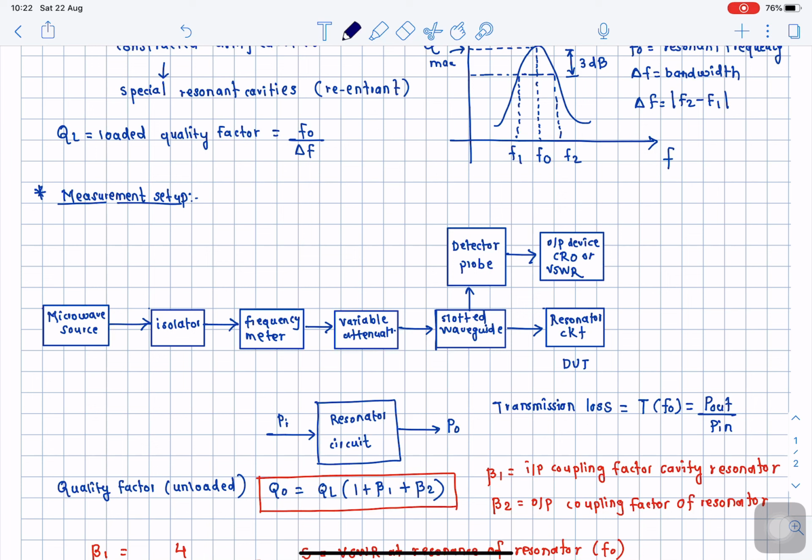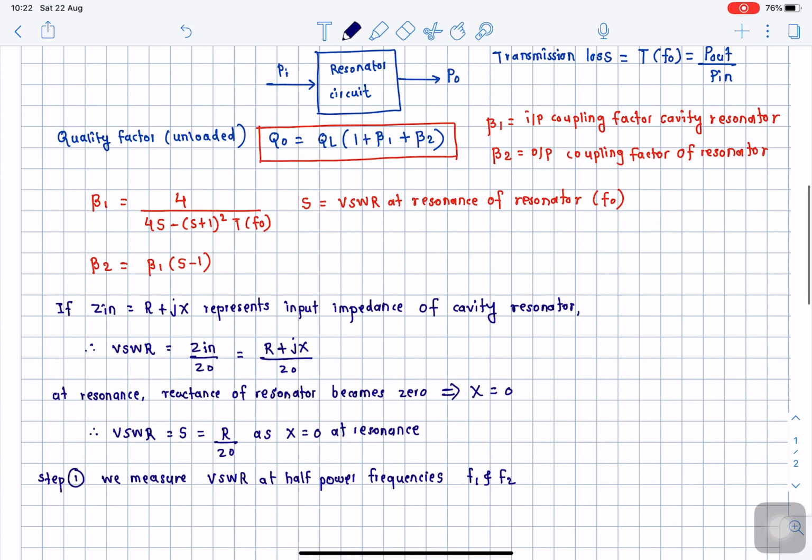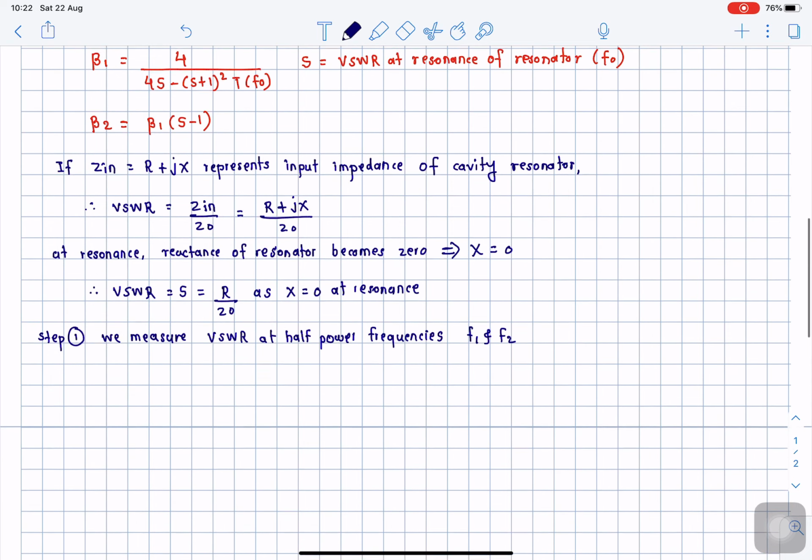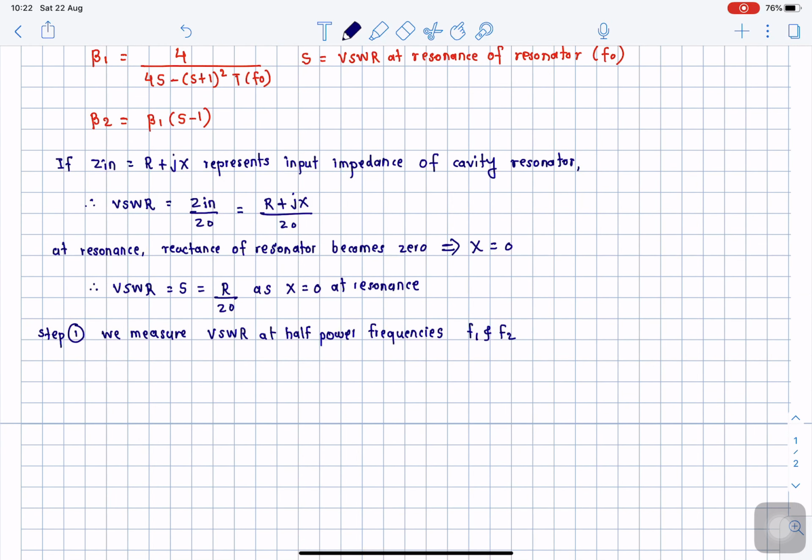Now at that point, we will detune the frequency meter in order to observe the dip on the CRO. That particular frequency we are going to calculate as the half power frequencies of the resonator, given by F1 and F2. From this we take the absolute difference between these frequencies, and this absolute difference will give us the desired bandwidth. So that is delta F. Delta F is obtained in this particular way.